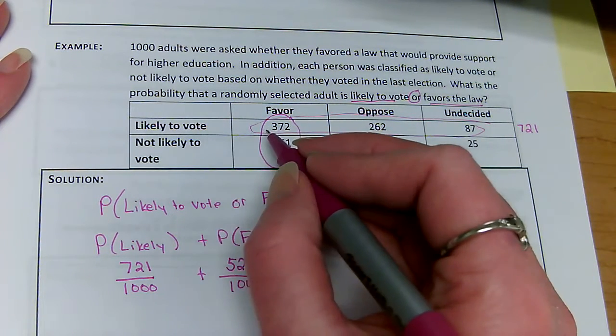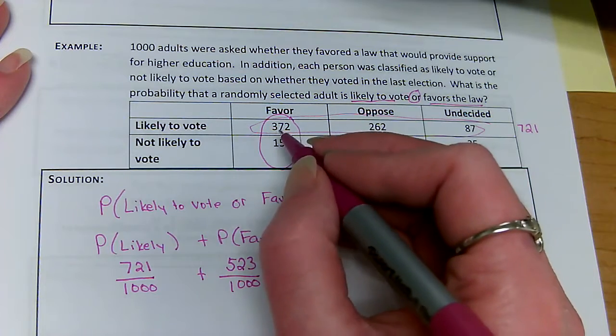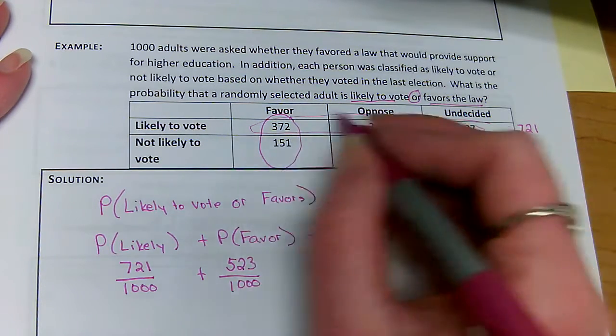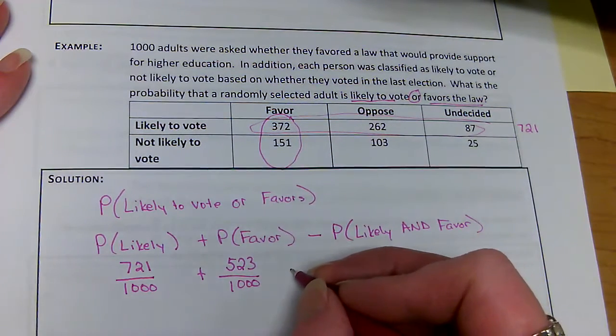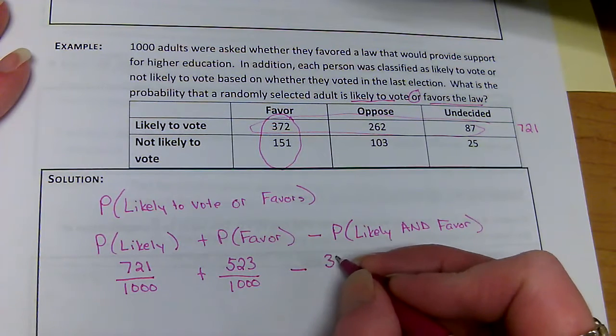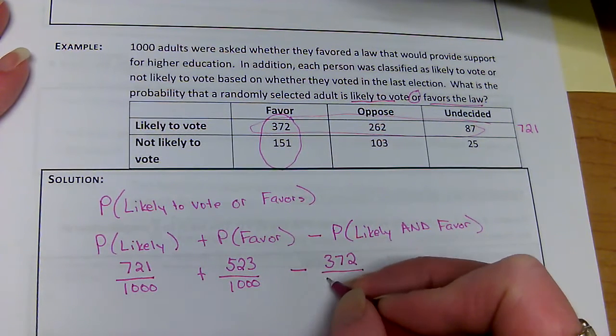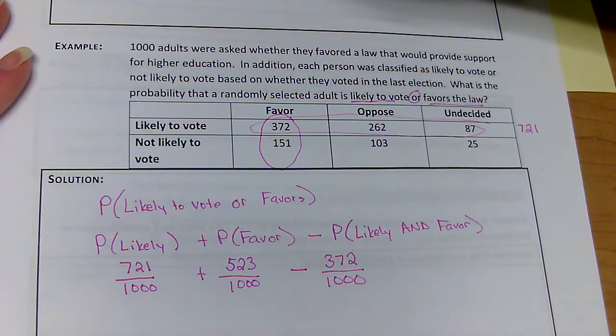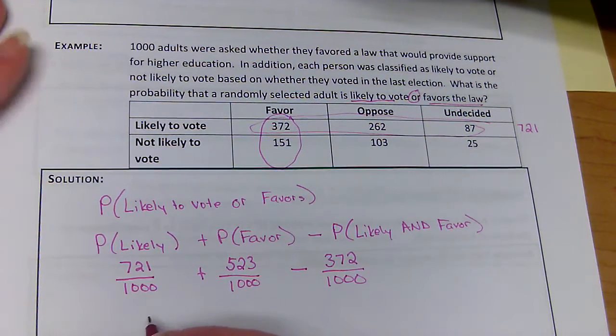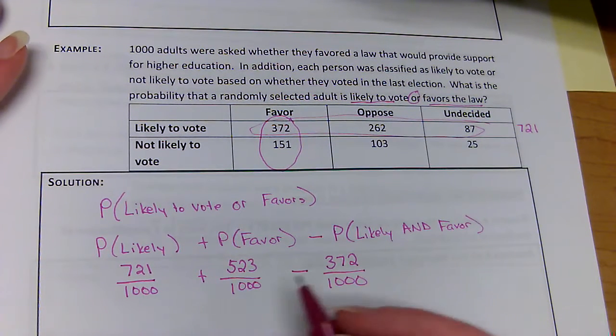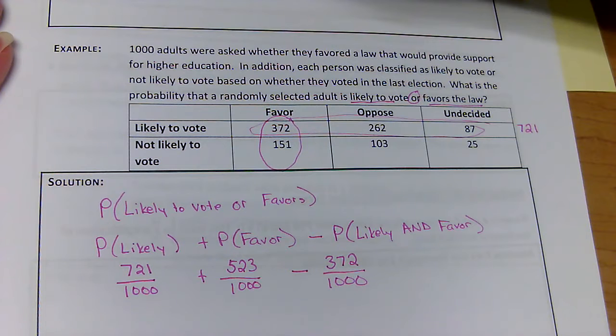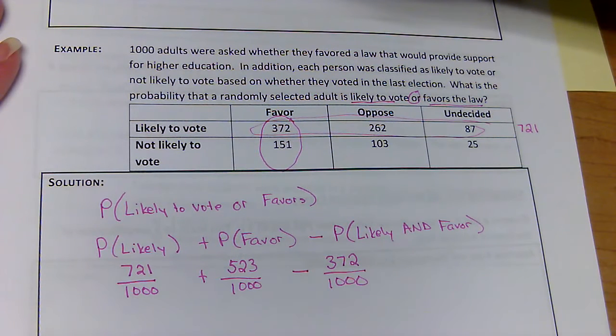But notice this group right here. They were likely to vote and they favored the law. We've counted them twice. I counted them in that circle and in that circle. So I need to subtract that group. So notice that this is nice because they all have the same denominator. I could add those numerators and subtract 372.